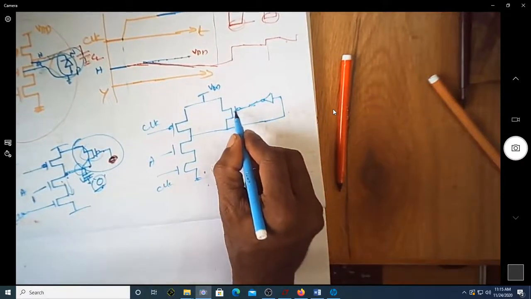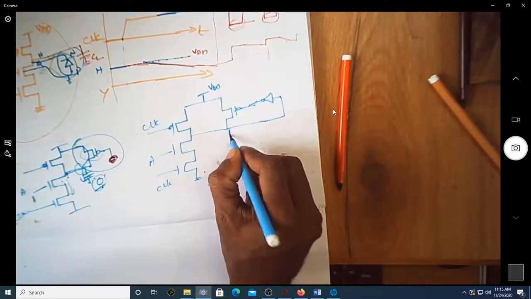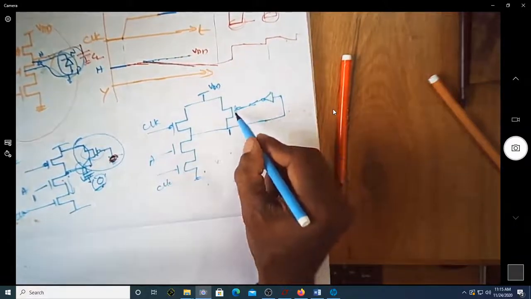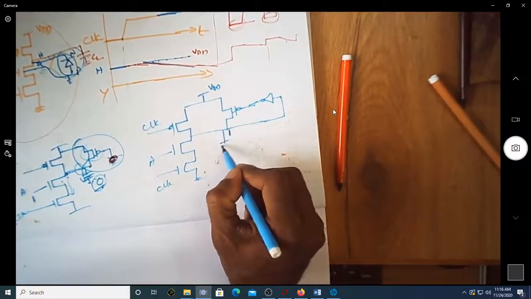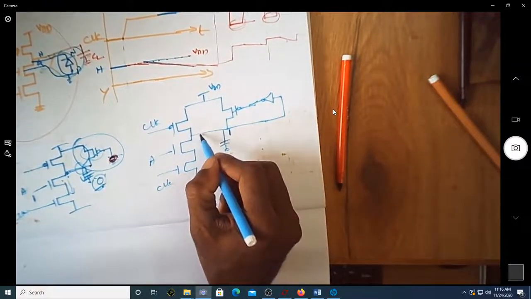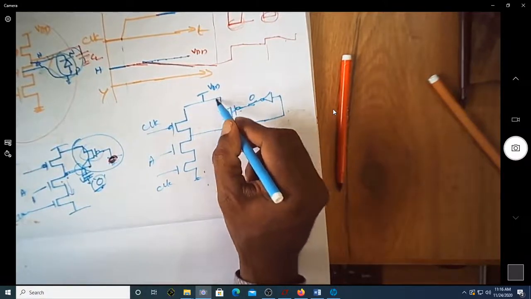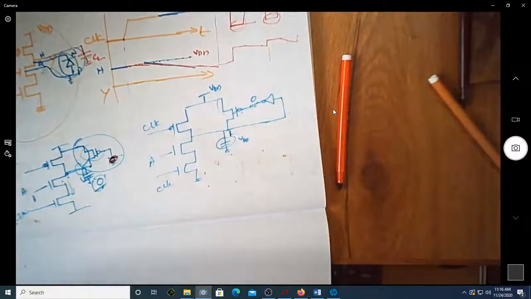So when will this transistor be on? This will be on only when the output is high. Instead of making this on all the time, I am making this on only when the output is high. If the output is high, this is supposed to remain at VDD. Whenever a charge leakage happens, this one will become 0. When this is 0, this is turned on so that you can retain this at VDD.